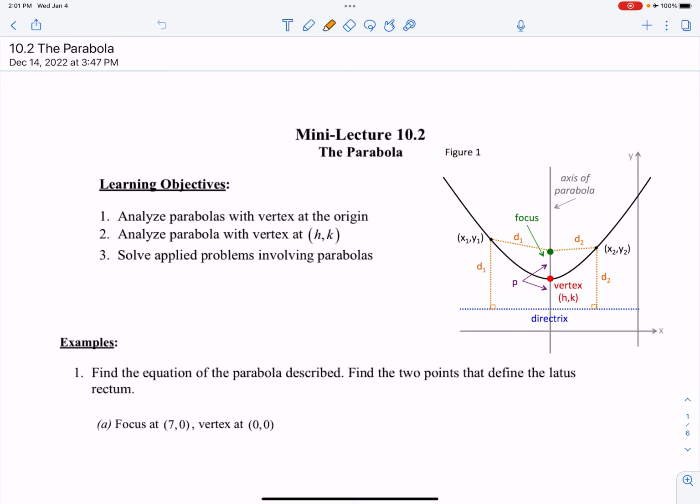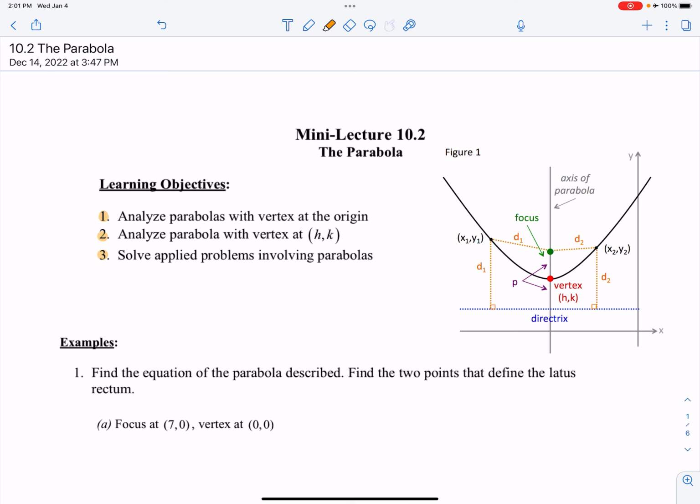Welcome to 10.2. We are going to look at an in-depth study of the parabola. Our objectives for this section are to analyze parabolas with vertex at the origin, analyze parabolas with our vertex at a different point than the origin, and solve applied problems that involve parabolas.